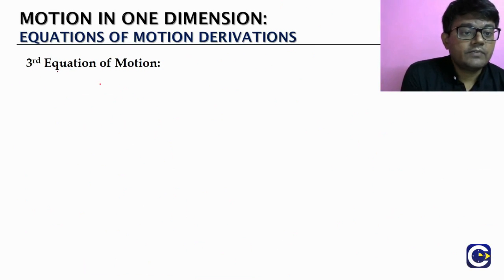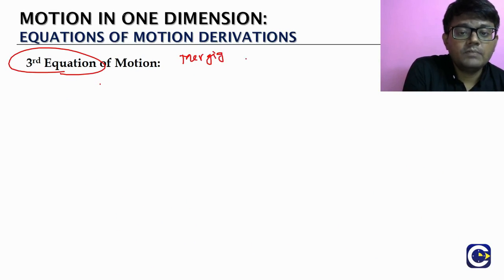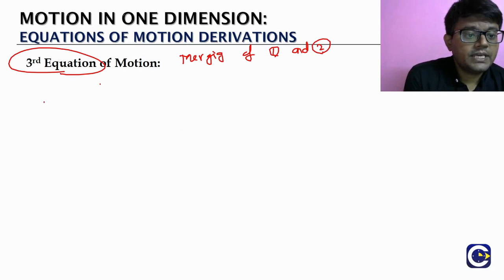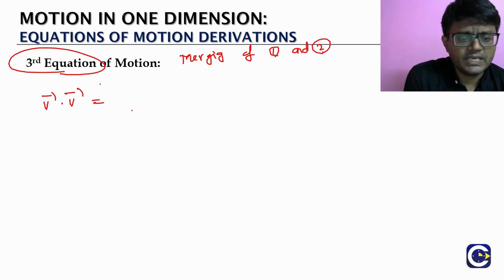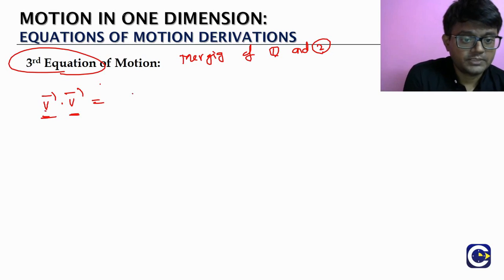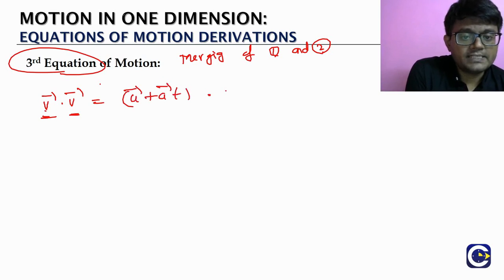Now we'll come to the third equation. The third equation is, in a way, a merging of the first and second equations. So we'll see how we are going to get the third equation. Here the third equation is more of a mathematical simplification. So if you do the dot product of the final velocity with itself, v dot v, because vectors can be multiplied in two ways, either dot product or cross product. So here, in place of v, we will replace this with u plus at. In place of the other v also, we will replace this with u plus at.